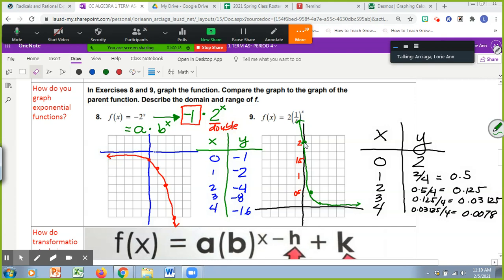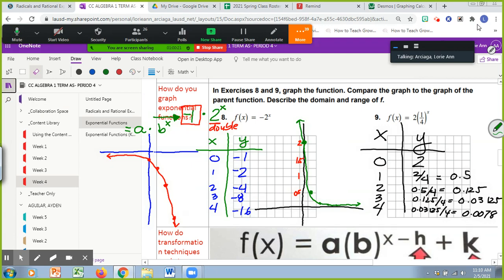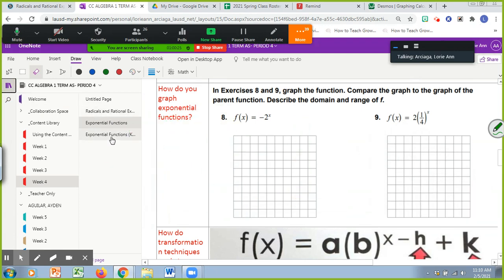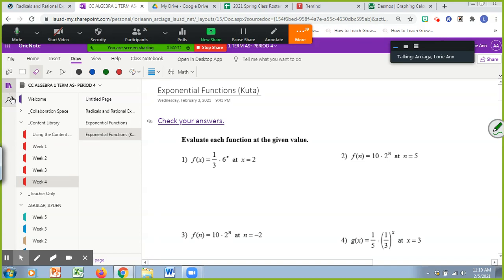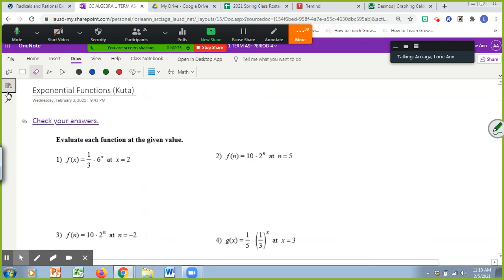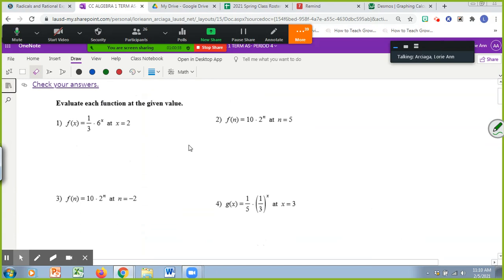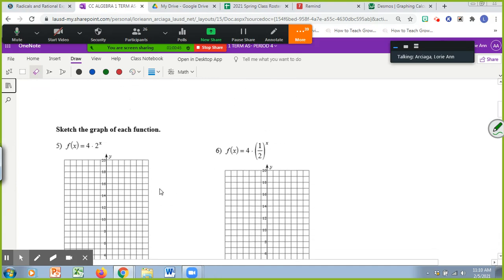So you don't have any Delta Math unless you have makeup work. What I'm going to ask you to do this weekend is to practice graphing, because we're going to continue graphing next week, but with a little bit more challenge. So today we learned how to evaluate functions, like when you plug in, and then this is where you're going to start graphing them.